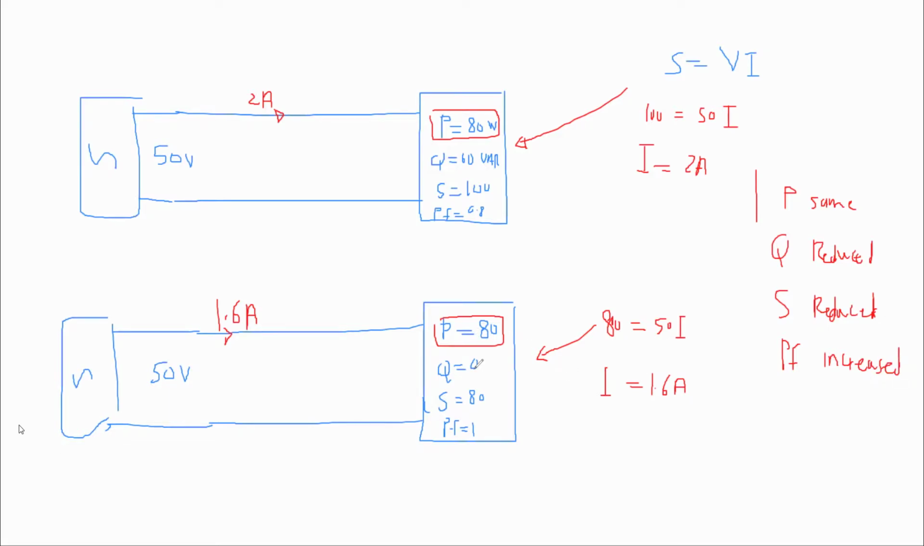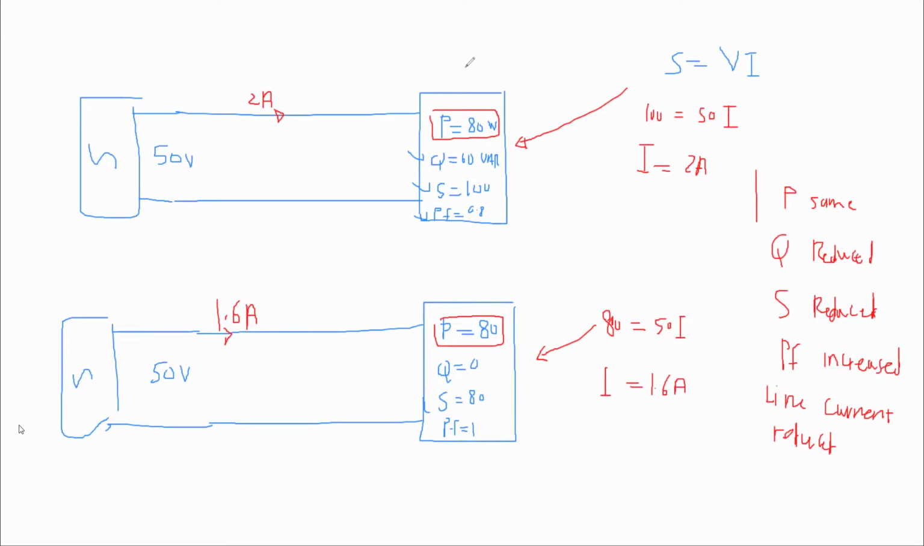Power factor is P over S. Now it's 1. P over S, it is 0.8. Now the other thing, the line current, this is important. Reduced. So when we improve the power factor, remember this, we reduce Q, we reduce S, we increase power factor, we reduce the line current, the current coming here.